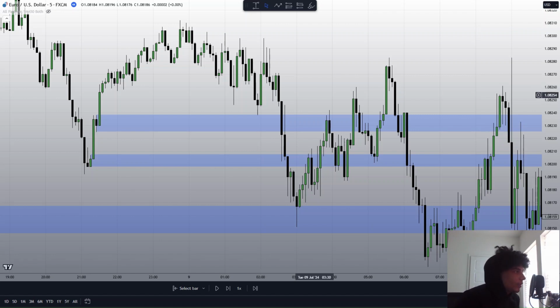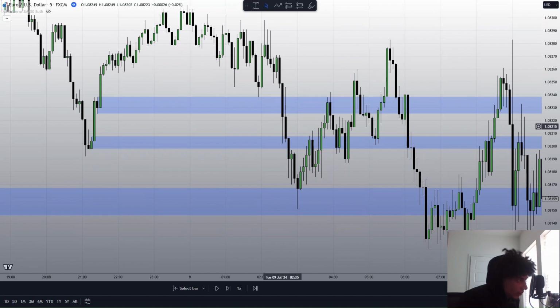All right. And then eventually it breaks through it and then taps to the second one. Gave you a strong rejection, but obviously, guess what? Price tapped into it right there and then broke through it.